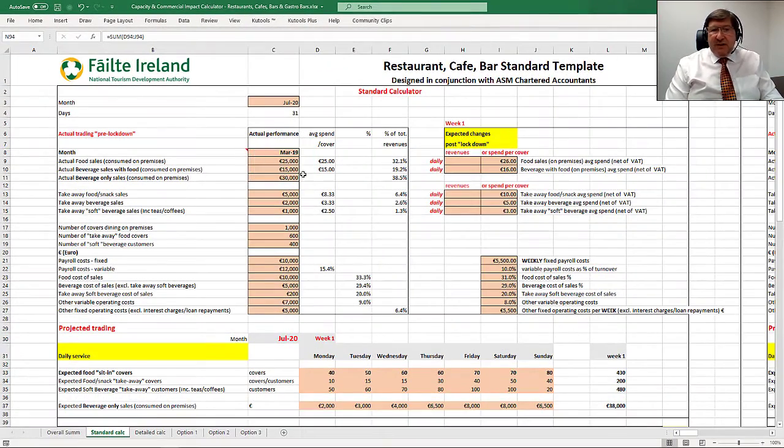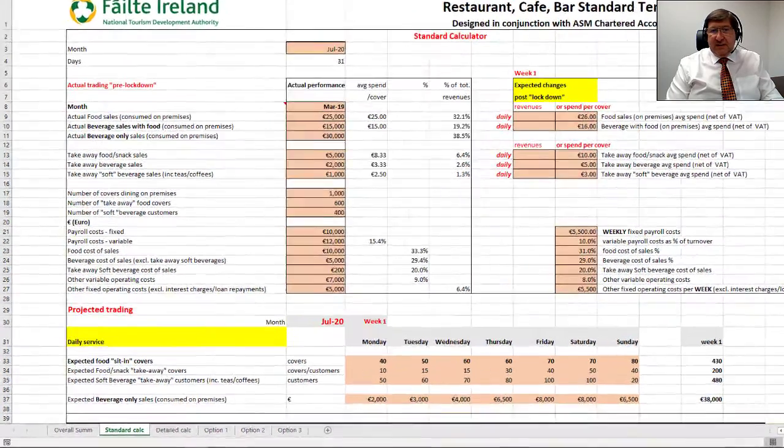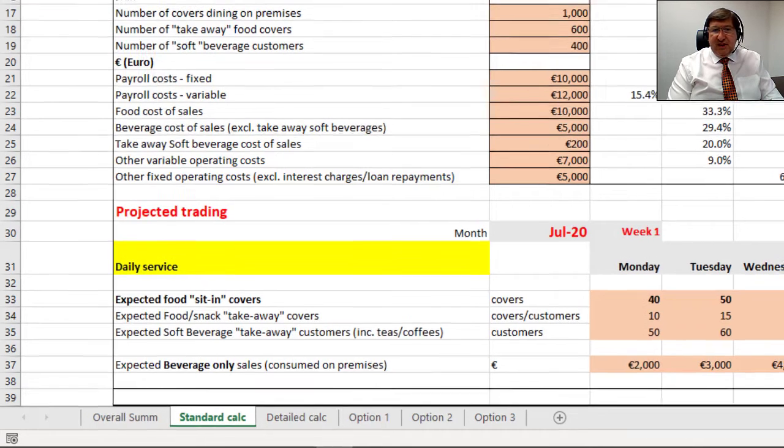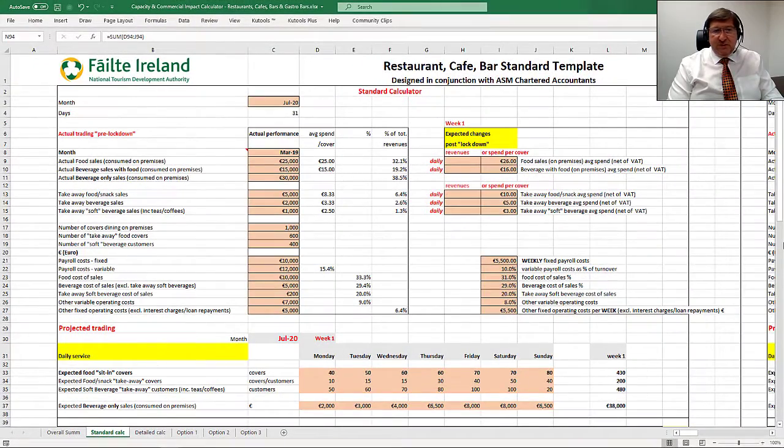I will start by looking at the primary spreadsheet within the calculator. There are two versions of the sheet called Standard Calc and Detailed Calc. Both have the same objective, which is to help you test whether or not you can be profitable when you're open for trade and to help you identify opportunities to improve performance.